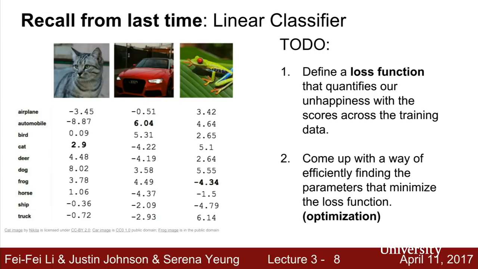Whereas for some of these other examples, like the car, you see that the automobile class has a score of 6, which is much higher than any of the others, so that's good. And for the frog, the predicted scores are maybe -4, which is much lower than all the other ones. So that's actually bad. This is kind of a hand-wavy approach, just looking at the scores and eyeballing which ones are good and which ones are bad.